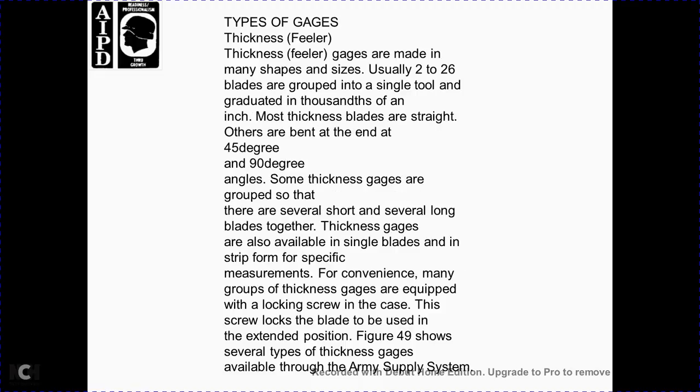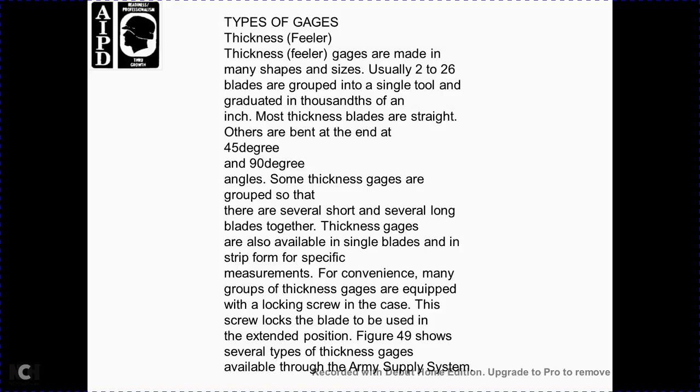Type of gauge: thickness feeler. The thickness feeler gauge comes in many shapes, usually 2 to 26 blades grouped in a single tool, graduated in thousandths of an inch. Most thickness blades are straight, with the other end bent at a 45 to 90 degree angle. Some of the thickness gauges are grouped so that they have several short and several long blades together. Thickness gauges are also available with single blades in strip form for a specific measurement.